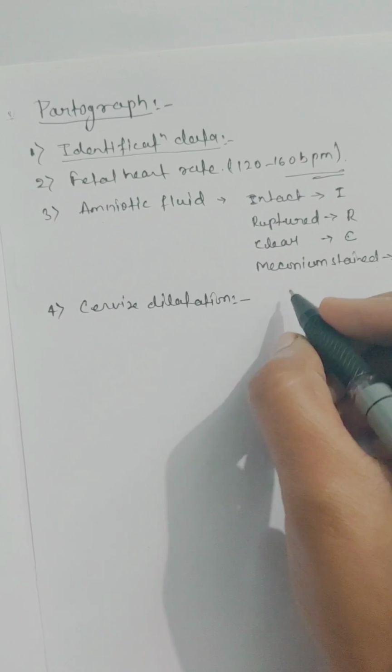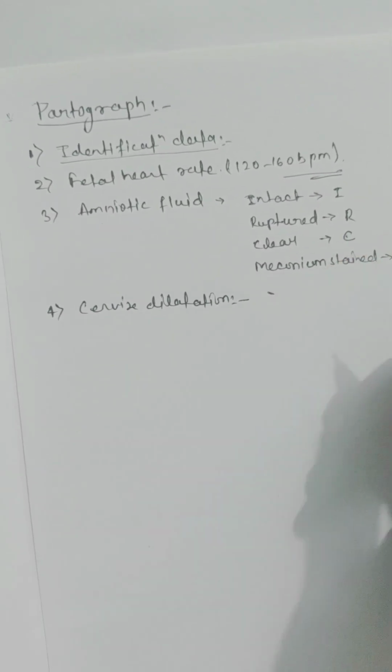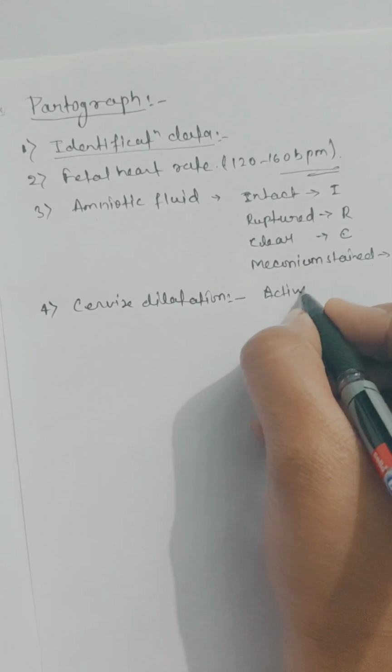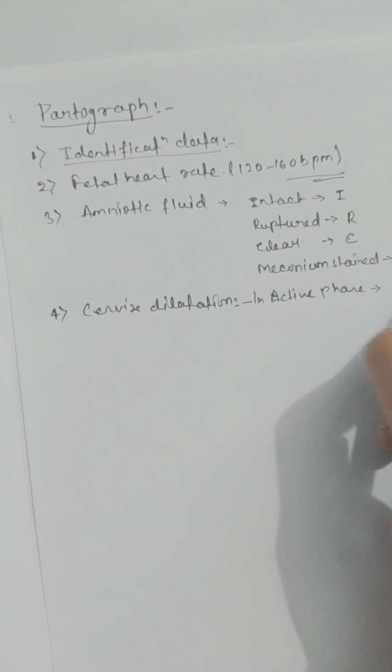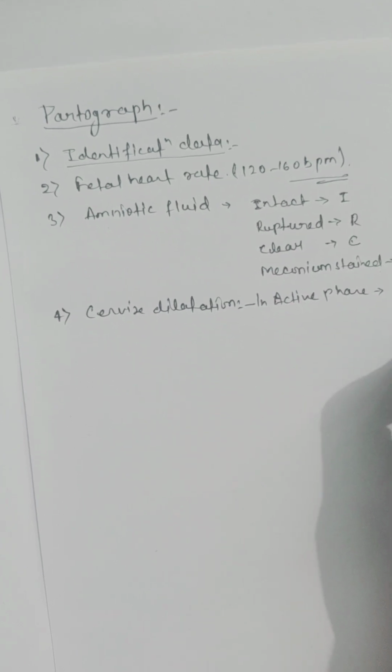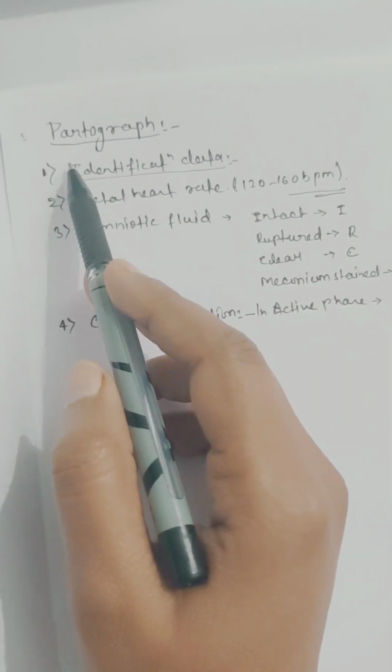The cervix dilatation is generally filled after the latent phase, that is, in the active phase, when the cervix dilatation is more than 4 centimeters. When the cervix dilatation is more than 4 centimeters, then we have to fill the partograph.